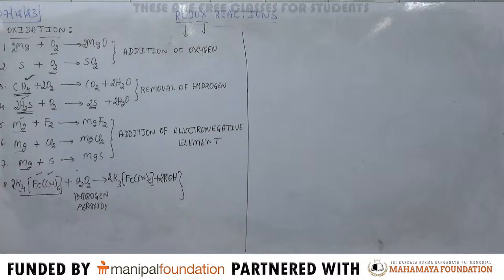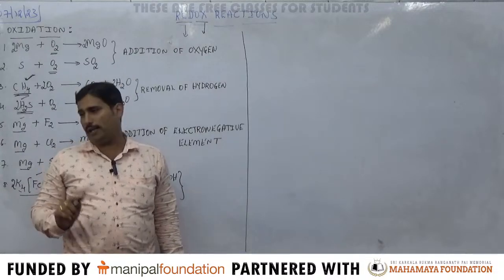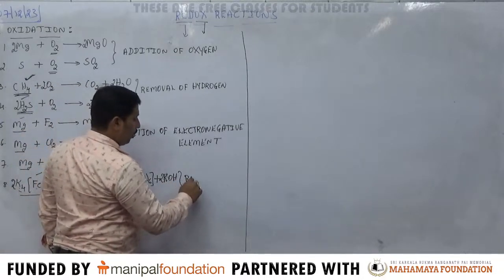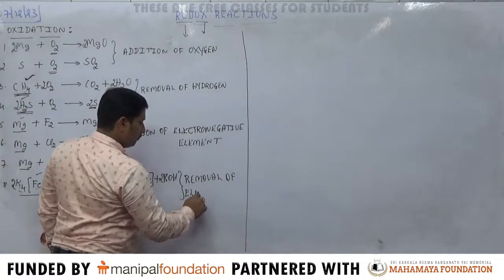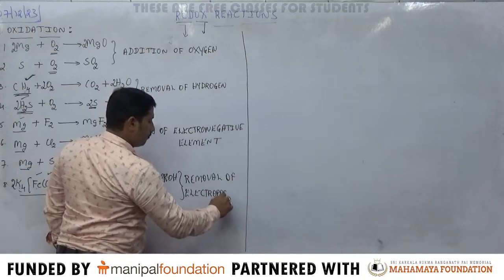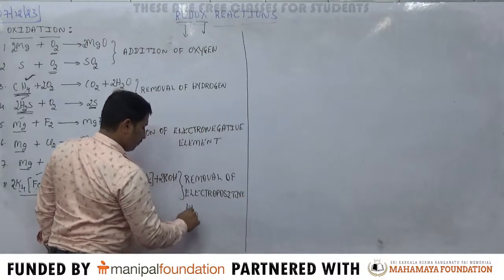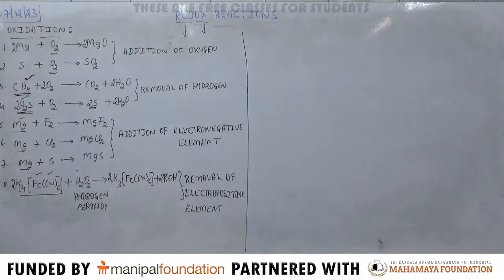Yes or no? No, potassium is an electropositive element because it belongs to the first group. Second group is electropositive, so the first group must also be electropositive. Alkali metals, and metals are electropositive in nature. Fine. So there is a removal of potassium, that means removal of electropositive element. Removal of electropositive element. Any confusions?